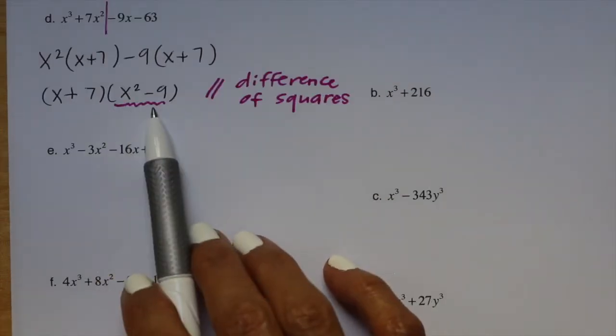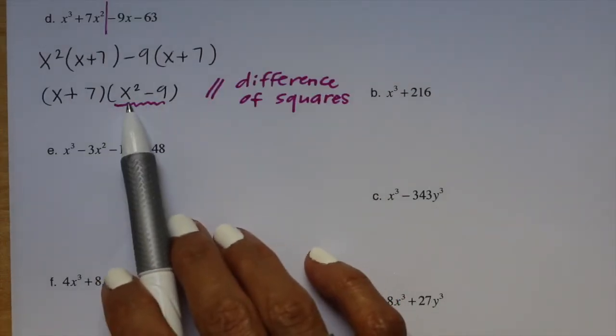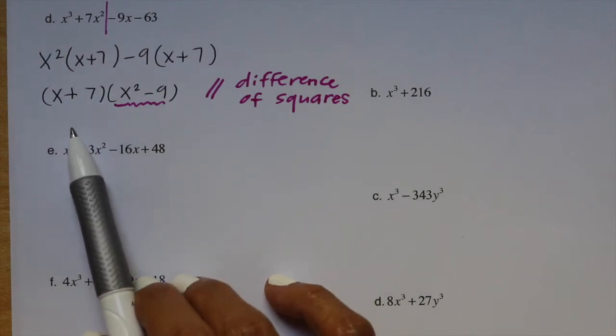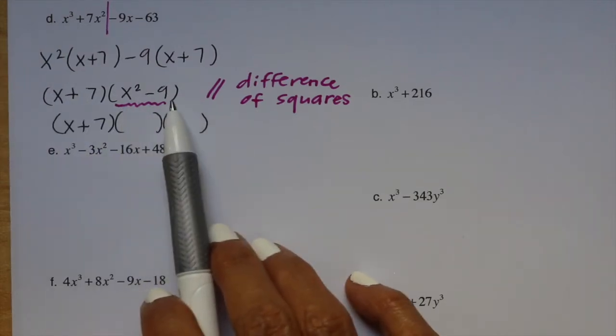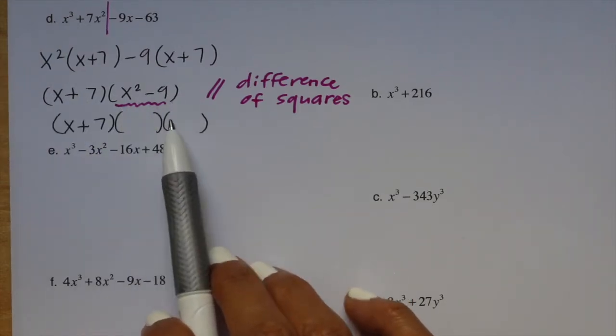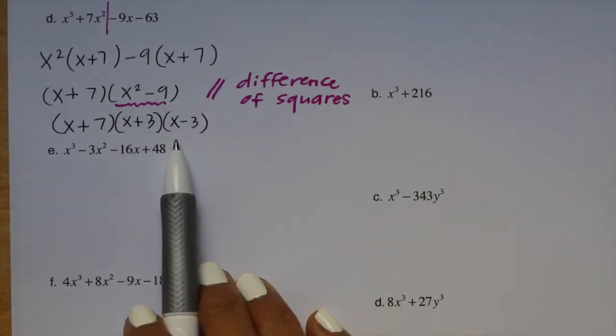This problem is going to factor further because right here you have a difference of squares. So we're going to drop this x plus 7 down, and the x squared minus 9 is going to factor to x plus 3 times x minus 3. So here's our final answer.